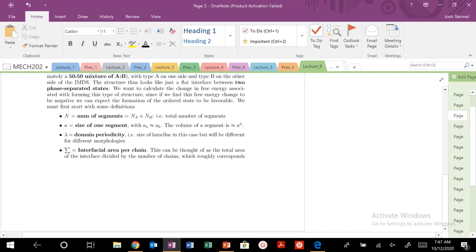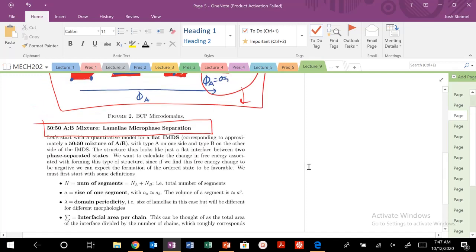Today we are going to get back and actually define some of the parameters in our system before we get into this quantitative framework of microphase separation for our 50-50 AB block copolymer mixture to C lamellae microphase separation. So this is lamellae, lamella. I'll probably confuse those in between, but just stay with me. So we're going to develop this quantitative framework for this 50-50 mixture, this flat interface between two phase separated states as we saw last time.